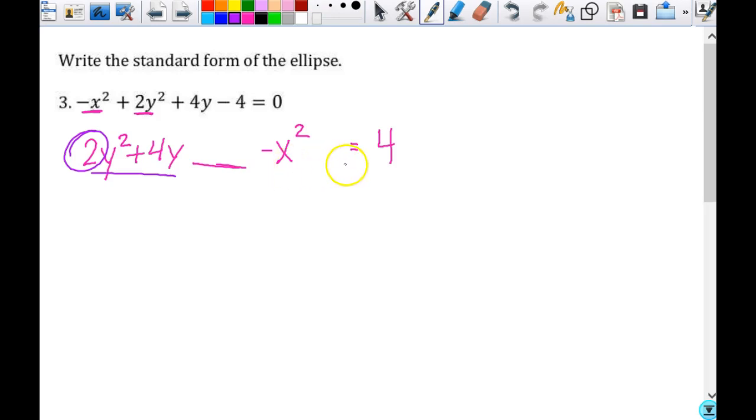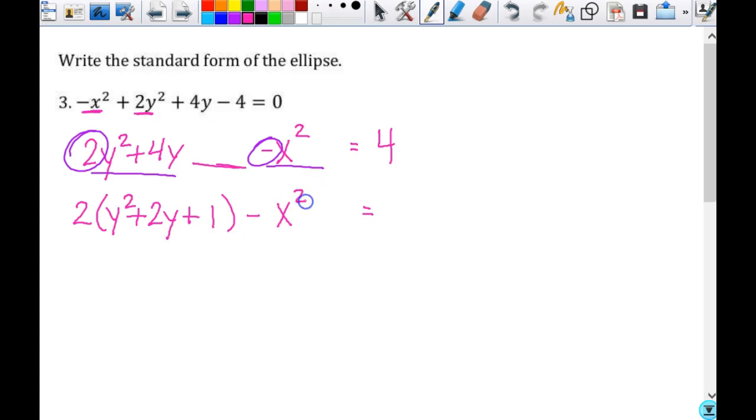I don't have another x squared term I have to worry about here, but if I did, I'd have to make sure that I factor out that negative, okay? So I'm going to take this 2, and when I factor it out, that leaves me with y squared plus 2y, and then here's what I complete the square with, plus 1, right? And then this negative, it's like negative 1 times x squared, but there's nothing there, so it's just minus x squared, and that's fine. But then I have this 4 here.